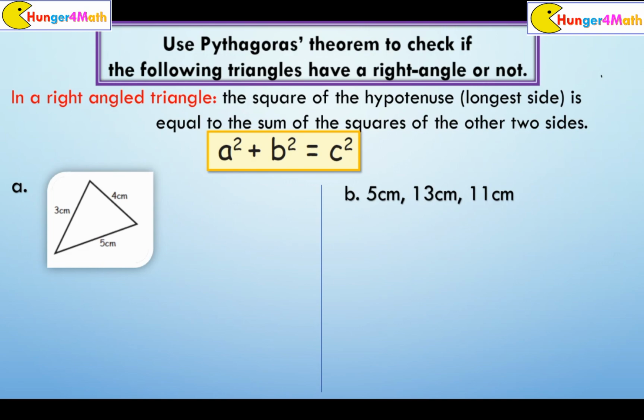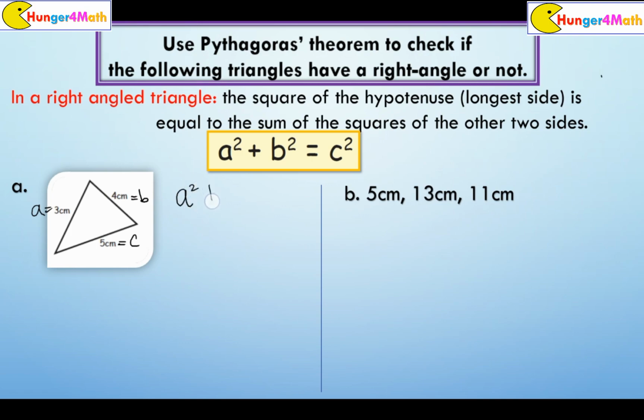Letter A, the given side lengths are 3 cm, 4 cm, and 5 cm. First, we need to identify the longest side of the triangle, which is the 5 cm, and that will represent your letter C. And the other two sides will be letter B for the 4 cm and letter A for the 3 cm. Let's use the formula.